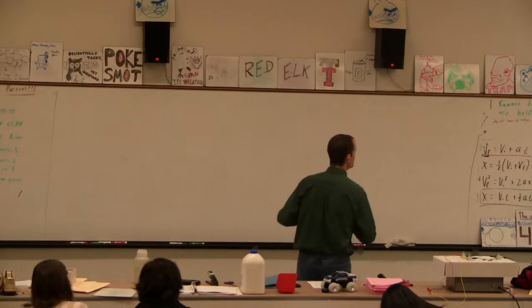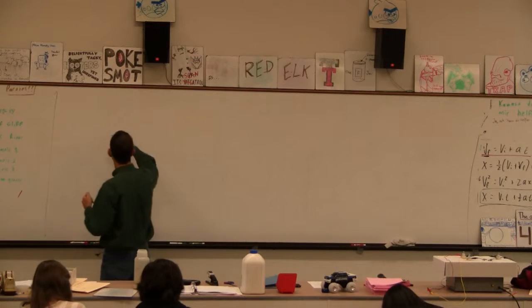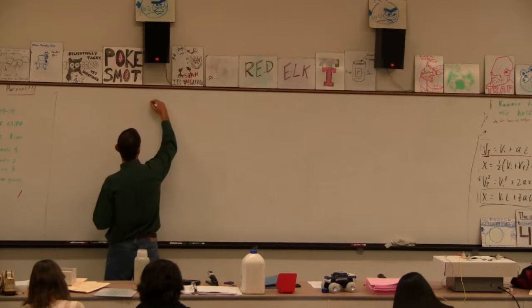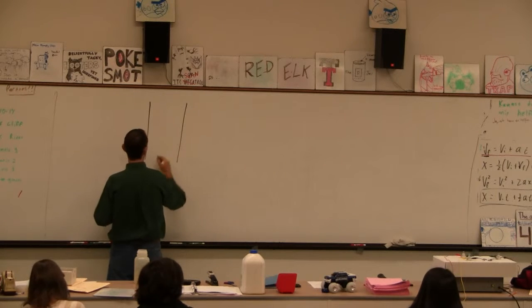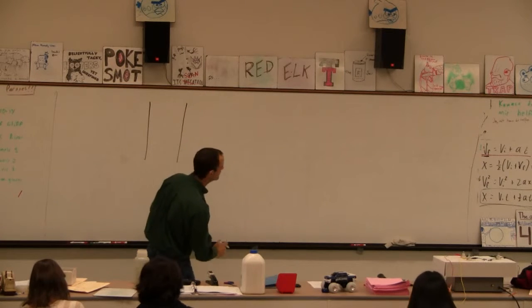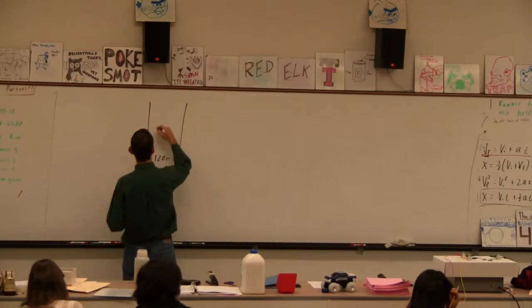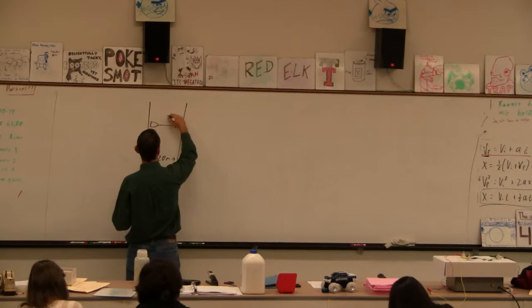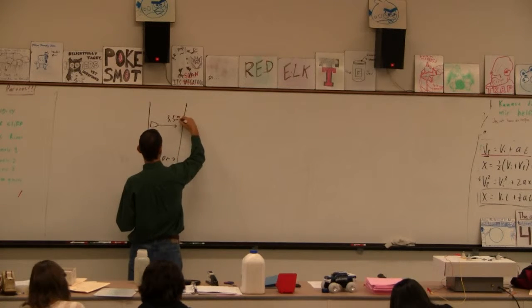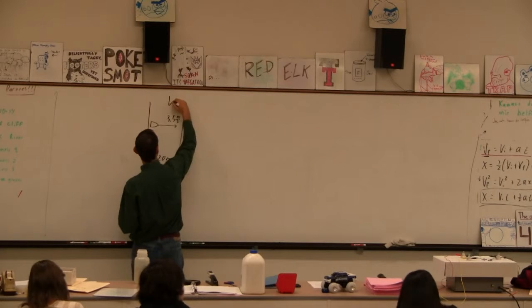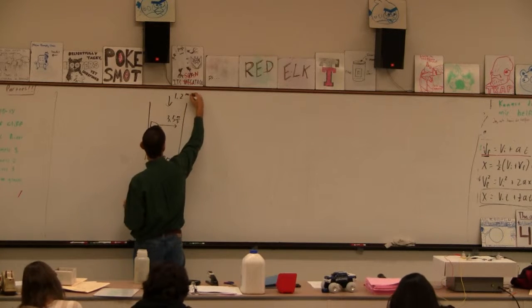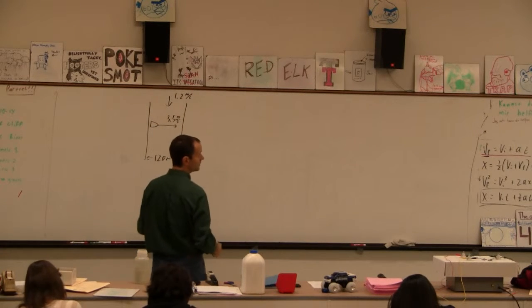Okay, so our first one, we're going to cross the river and we're going to go straight across. Okay, the river is how far across? 120. The boat is pointed straight across. 3.5 meters per second, is that how fast, right? The current is downstream 1.2 meters per second.